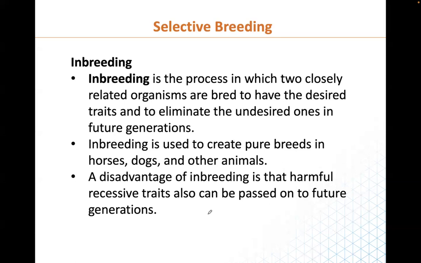Inbreeding, on the other hand, is a process by which two related organisms are bred. As I showed you before, you breed the same related organisms because there is a quality you actually desire and admire, and you want to eliminate the ones you don't desire. So in a future generation, you want to have that trait. Inbreeding is used to create a pure breed in horses, dogs, and other animals.